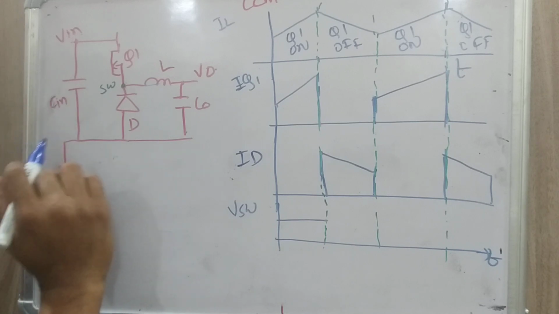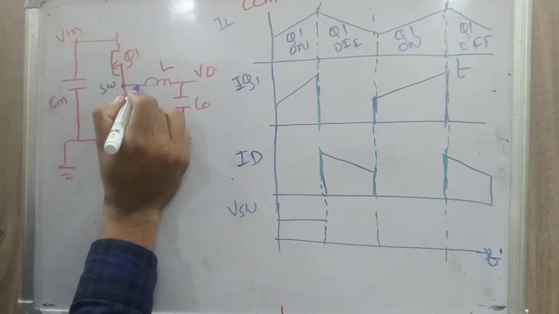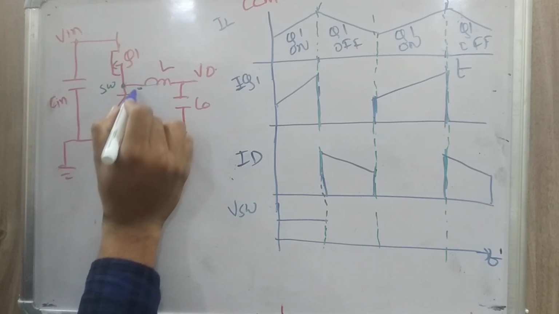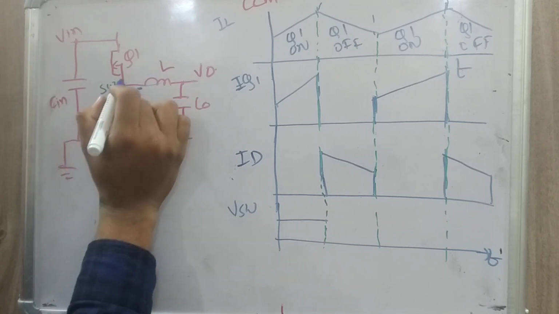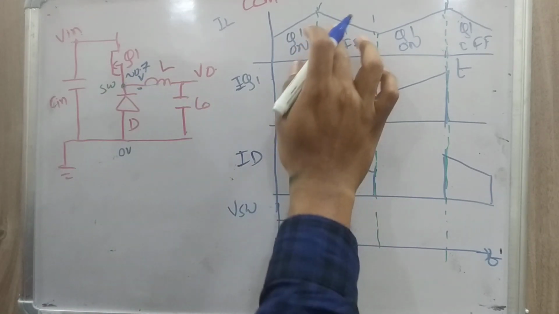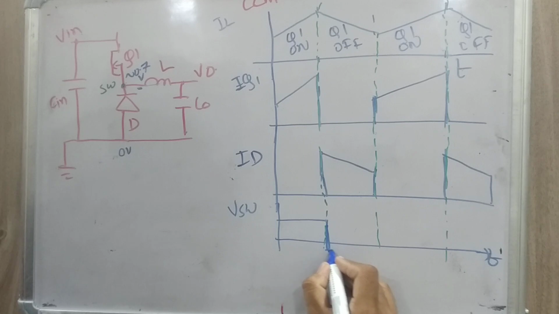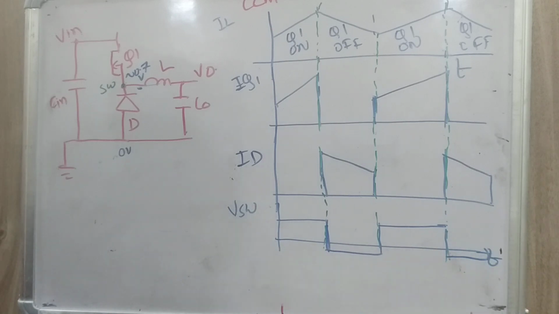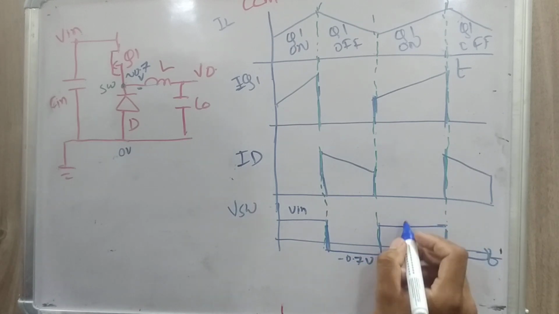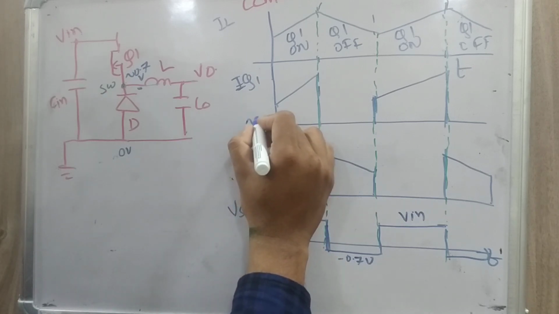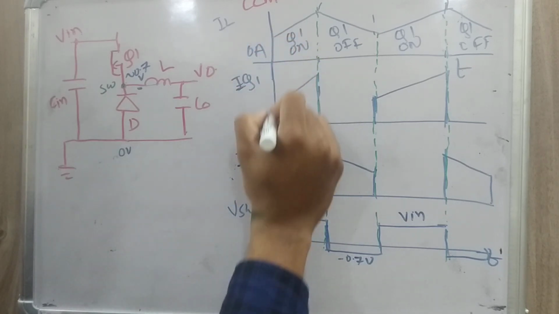Now when Q1 is switched off, because of the energy stored in the inductor, this terminal of the inductor goes to negative, and this is 0 volt, and because of that this diode is forward biased, and because of this forward bias it will be around 0.7 volt, right? So when Q1 is off, it will move to 0.7, and again it will go Vin, and then again 0.7. So this is Vin, this is around minus 0.7 volt, and this is Vin. This is 0 volt, 0 ampere, 0 ampere, 0 ampere, these points.